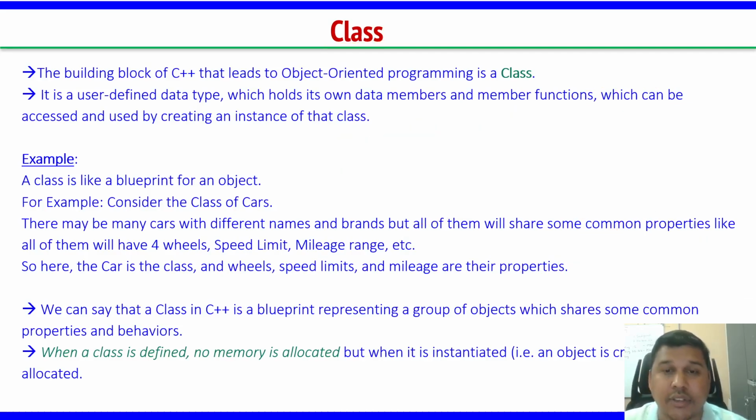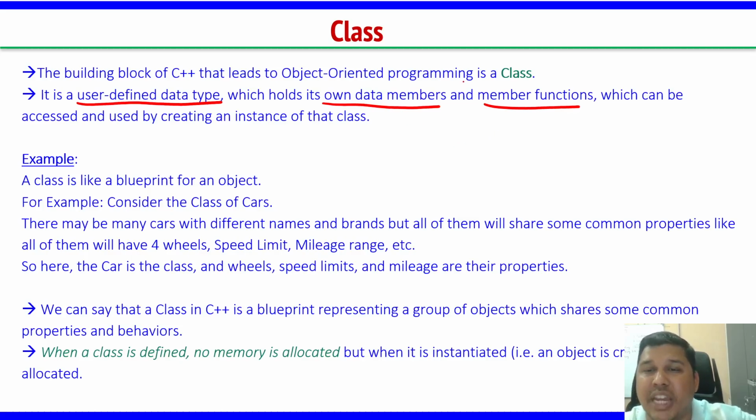I think you are aware of the concept of structures and unions that you might have studied in C programming. In structure, we give only variables, whereas in class, we give variables as well as functions. Let's try to understand this class. It's a user-defined data type like structure, which holds its own data members and member functions. The variables inside a class are called data members, and the functions are called member functions. Sometimes they are also called member variables and member functions.